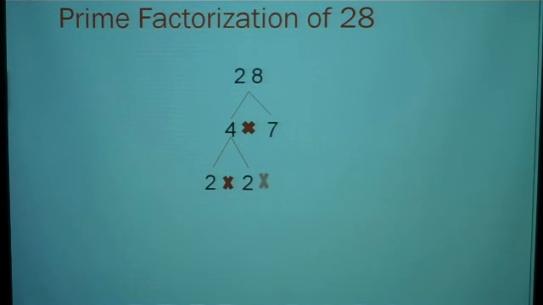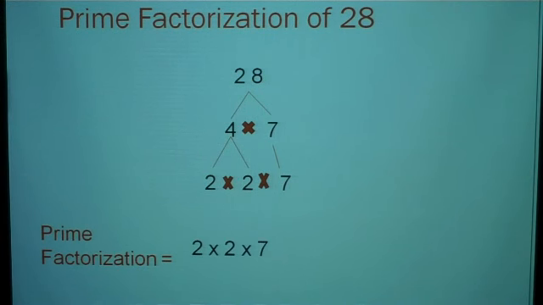Since 7 is prime, I'm going to go ahead and bring it down. These are the 3 prime numbers that when multiplied together will equal 28. So the prime factorization of 28 is 2 times 2 times 7, or 2 to the 2nd power times 7.